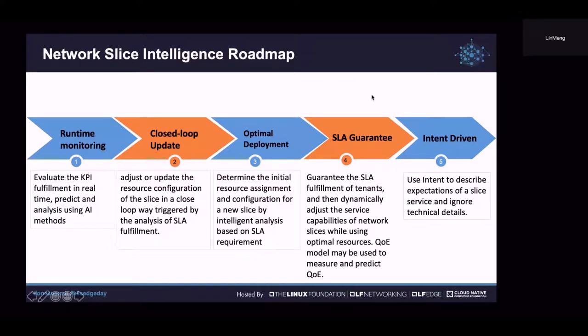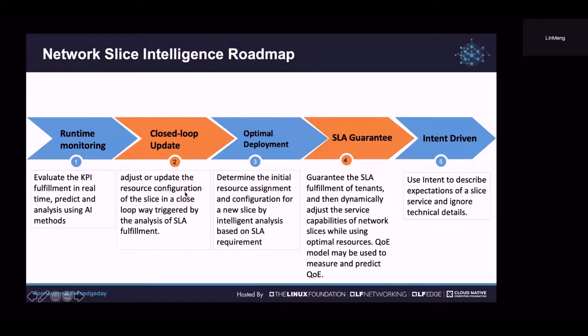At the end of this presentation, we also provide a network slice intelligence roadmap. And of course, some of the steps may go in parallel. Actually, we have started the first step, the second step, and the final step in parallel, which is researched and held by other teams. And for runtime monitoring, as I have said, we have explored the KPI monitoring functions to evaluate the KPI fulfillment in real time, and to predict and analyze using AI methods.